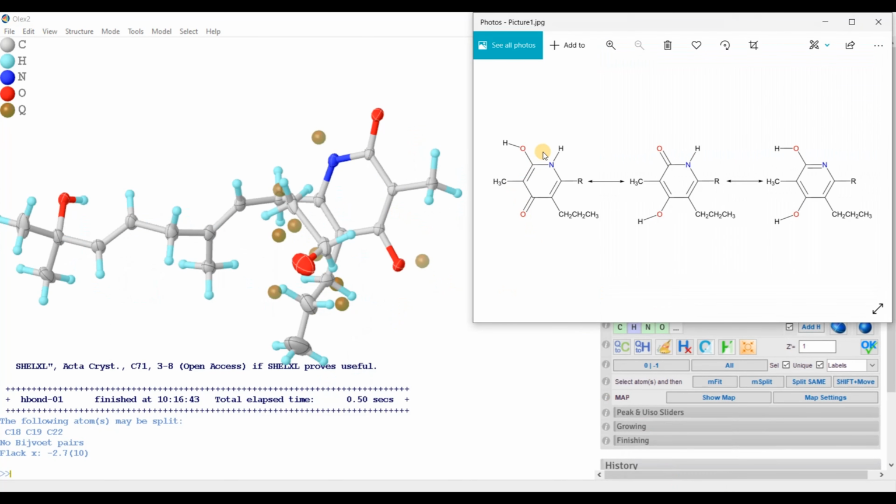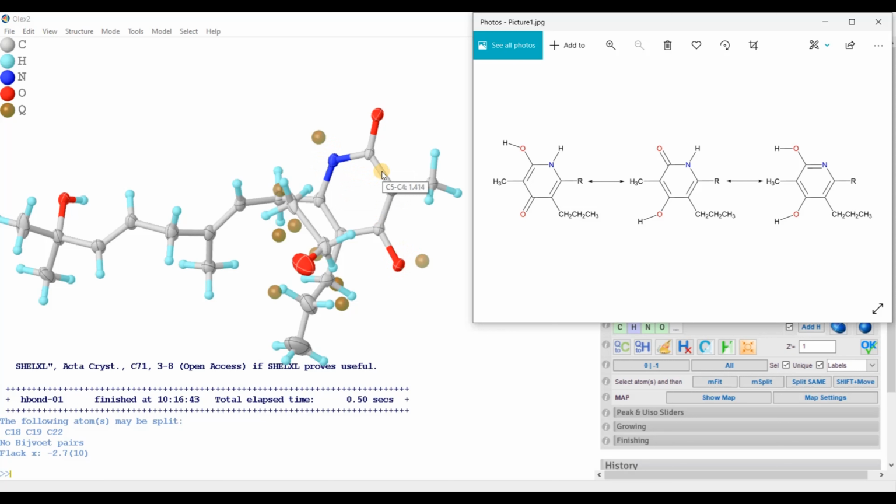So these are the possible tautomers. In the first tautomer, this nitrogen is protonated and this oxygen is also protonated. In the second isomer, this nitrogen is protonated, this oxygen is not protonated, and this oxygen is protonated. In the third isomer, this oxygen is protonated and this oxygen is protonated, and this nitrogen is not protonated.